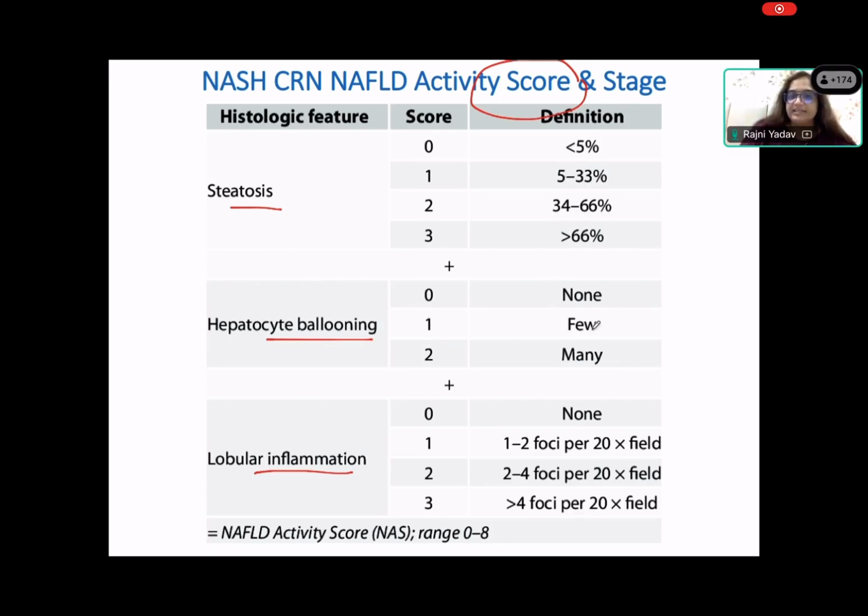Then if you see few ballooned hepatocytes, it is 1. And if you see many ballooned hepatocytes, it's 2. Then the lobular inflammation has to be scored. Just pay attention that it is lobular inflammation, not portal. In NAFLD, portal inflammation is not given a score at all.